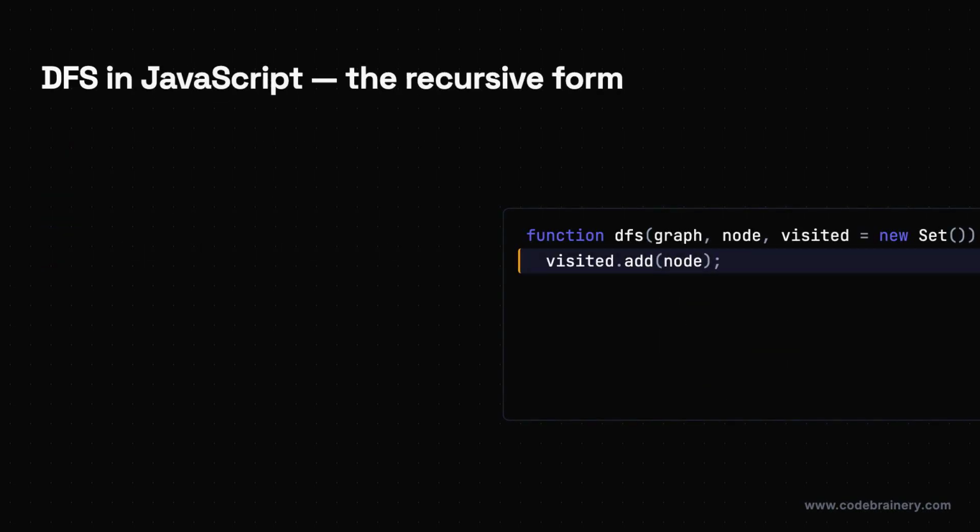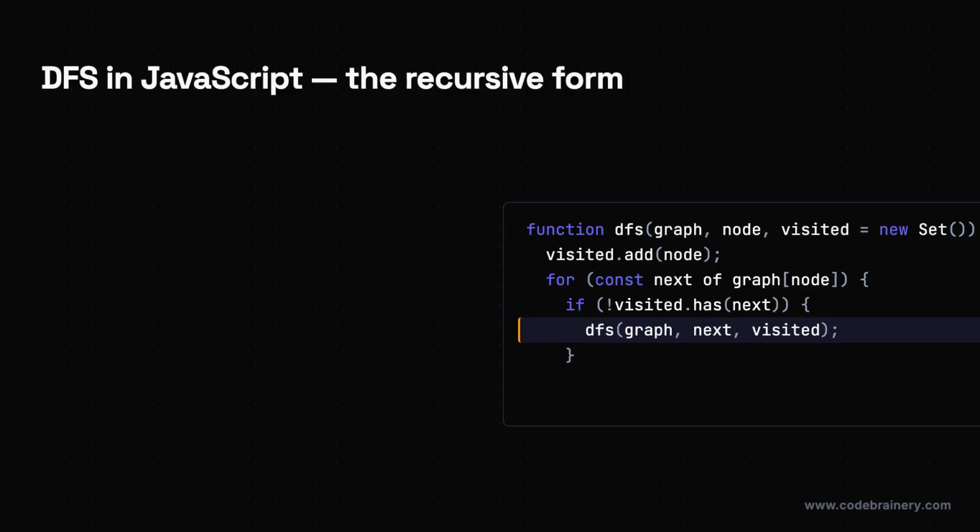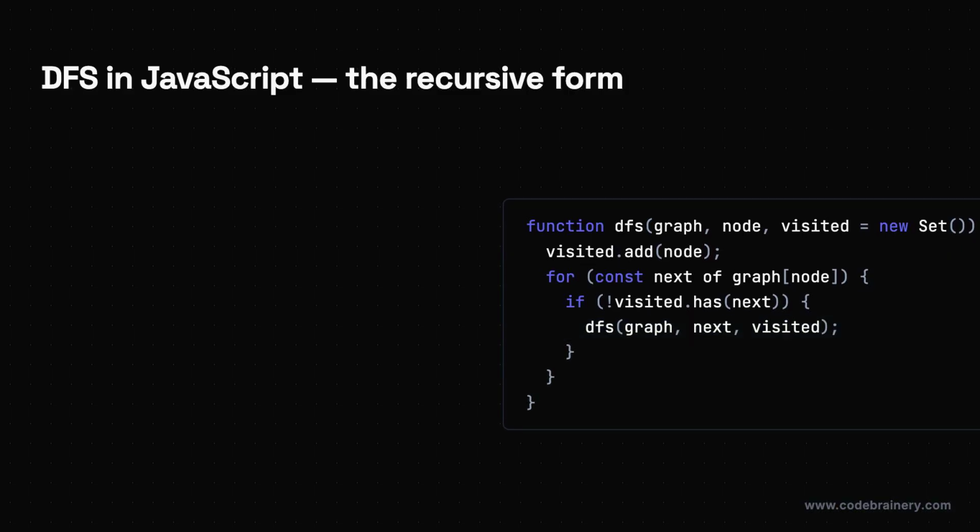Here is depth first in JavaScript. A visited set, a recursive helper, and a loop over each neighbor. The recursion, going deep, is the search descending. The return is the backup step.